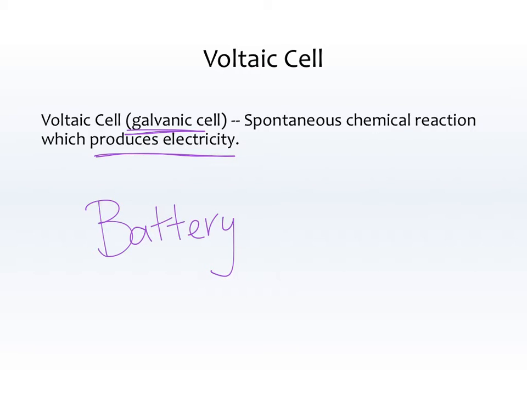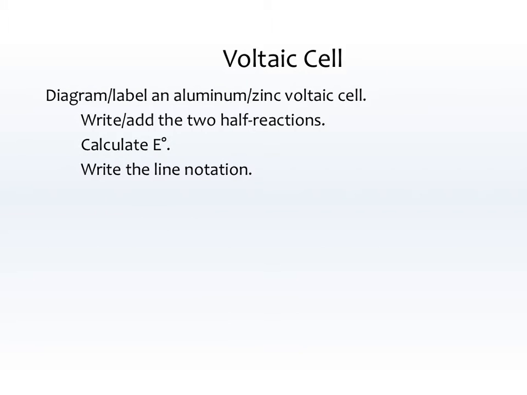So any of these redox reactions where electrons are moving from one to another, there's oxidation, there's reduction. The movement of electrons is the production of electricity. So we're going to see what a battery looks like on the inside and how much electricity it's going to produce. So we're going to diagram. To diagram means to draw a picture of an aluminum zinc voltaic cell. We're going to write and add the two half reactions, we're going to calculate the E0, we're going to write the line notation, and go on and on and on.